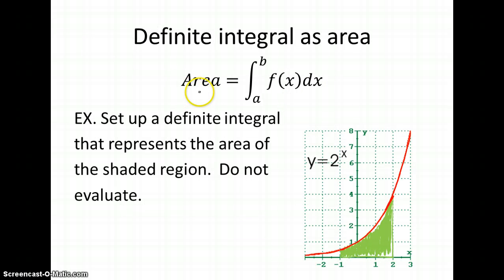Okay, so the area bounded by some function and two vertical lines, x equals a and x equals b, is represented by this definite integral. So set up a definite integral that represents the area of the shaded region here. Do not evaluate. So the integral, the boundaries of the shaded region, -1 to 2. What's the function that's graphed? 2 to the x power, and that function is in terms of x. And that's all that this is looking for. We don't have the tools to integrate that yet anyway, and if we wanted to approximate it, we could use left and right endpoint sums, and we could get a lower sum and an upper sum approximation.